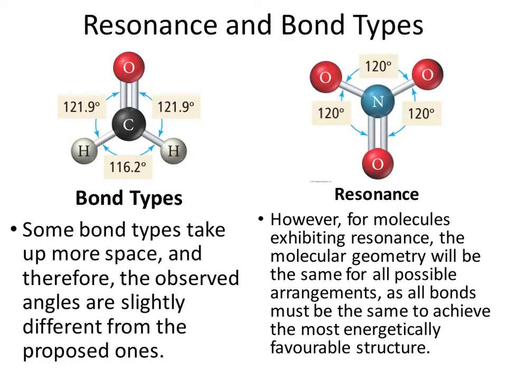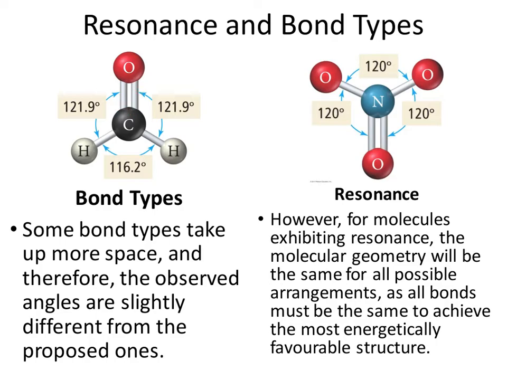So before we do an example, I just want to give you a quick note on resonance structures and bond types and how they affect the angles. When we talk about bond types, you might have a double or a triple bond. Remember that these double bonds are sharing 4 electrons instead of just the 2 found here. And then triple bonds would be sharing 6 electrons instead of just the 2.